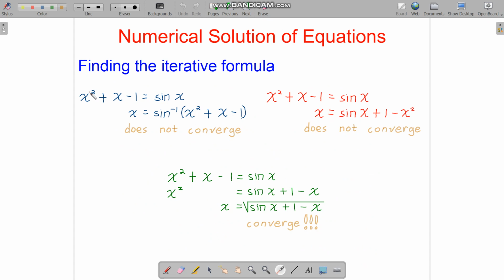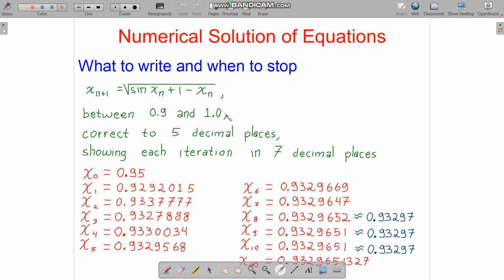Finding the iterative formula. So for example, here x squared plus x minus 1 equals sin x. If you rearrange into this, the iterative formula does not converge, or if you use this, also does not converge. But if you use this, it does converge. But in the paper 3 exam, you don't have to really know which formula you have to use because it will be given.